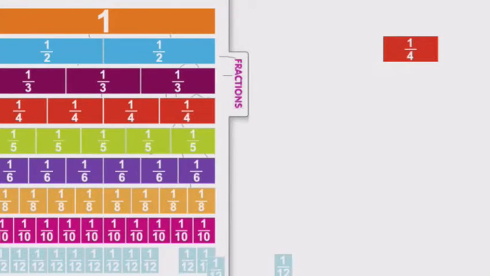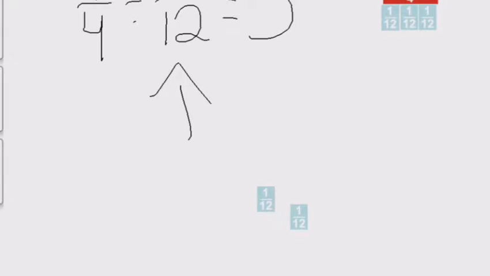So let's just go ahead and pull out a bunch of 1/12 pieces. And I'm going to start placing them underneath the 1/4. All right, and I can see that the 1/12 pieces fit in a total of 3 times. So my quotient here is 3. Okay, go ahead and take a picture and drop that into GoodNotes.